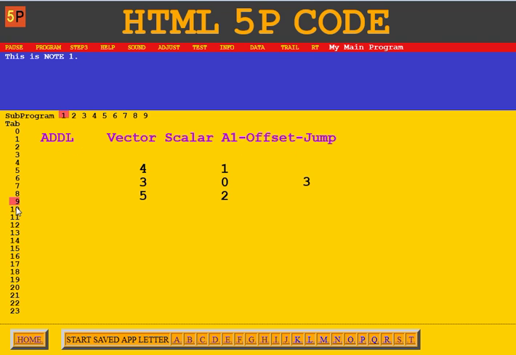Well, MULL, or multiply list, also has that type. Again, it's the same idea, but it's multiplication. So instead of it adding the 3 to each value that was in A1, it multiplies the 3. So it's 3 times 1 is 3, 3 times 0 is 0, 3 times 2 is 6.